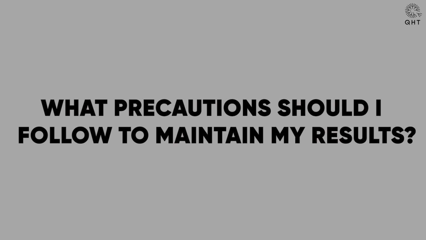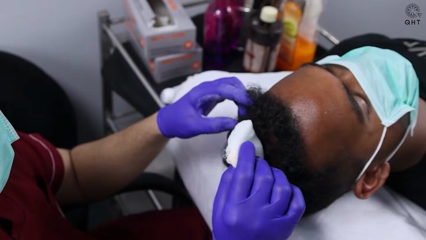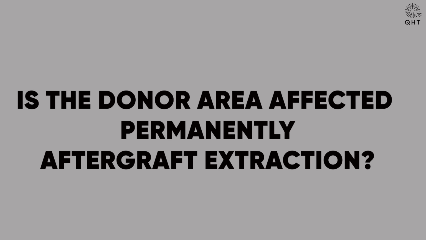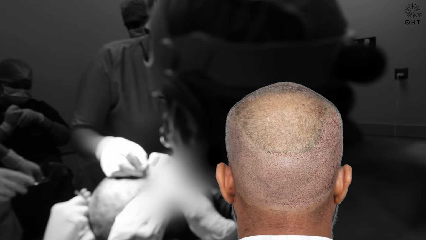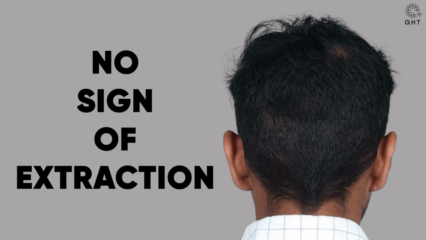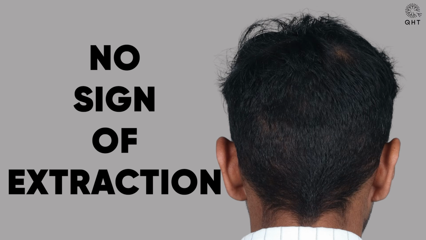What precautions should I follow to maintain my results? Take prescribed medications, attend regular PRP sessions, maintain scalp hygiene. Is the donor area affected permanently after graft extraction? No. When grafts are extracted scientifically from the safe donor zone, the area heals smoothly, leaving no visible extraction marks. The donor area remains strong for life.